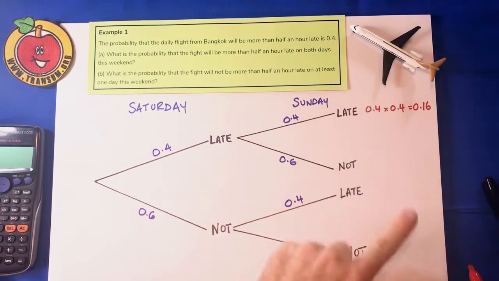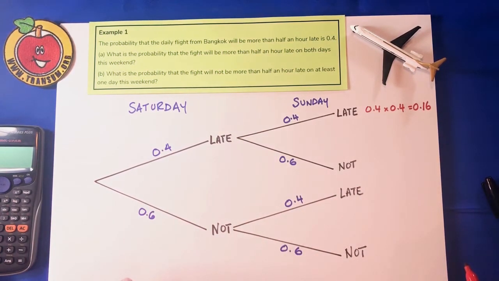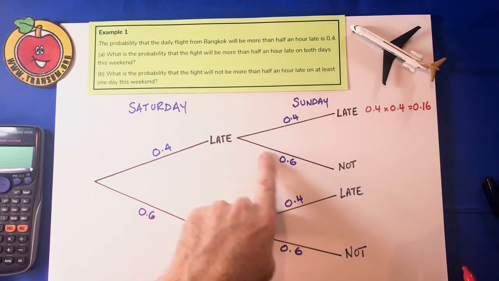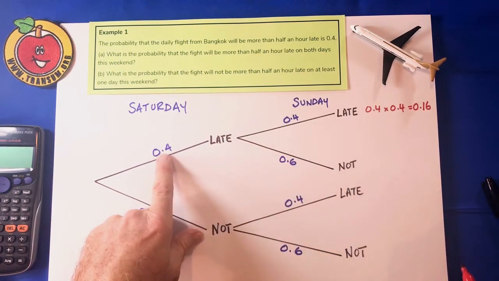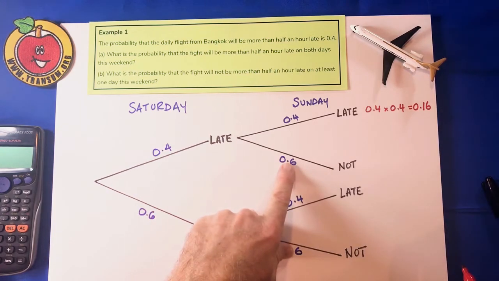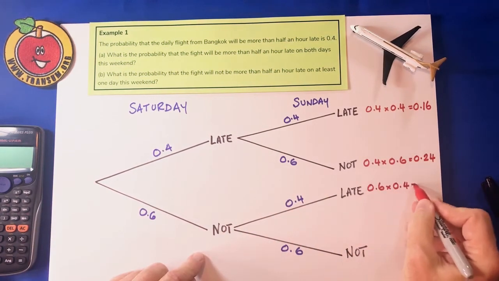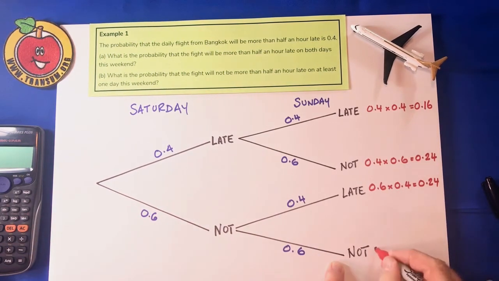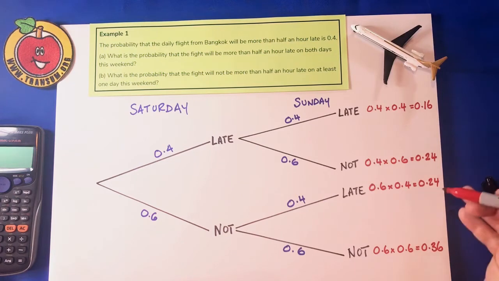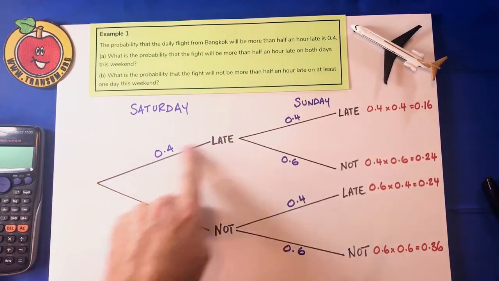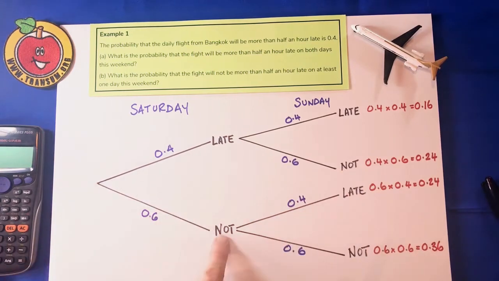Now we could work out the probabilities of all the other possibilities. So late on Saturday but not late on Sunday would be 0.4 times 0.6. So those are the probabilities of these events occurring. Late, late, late, not late, not late, late, not late on either day.